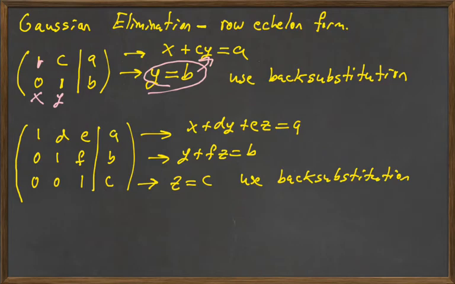Same goes for a system of 3 equations and 3 unknowns. We have here x plus something is equal to z, and then the next equation, y plus fz is equal to b. So we can back substitute in for z and solve for y, and then we can back substitute again to find the x, using back substitution in Gaussian elimination. So let's try it out on a couple.